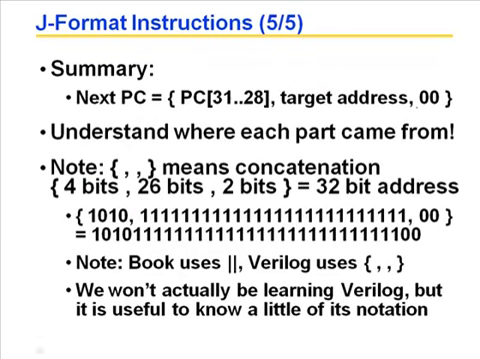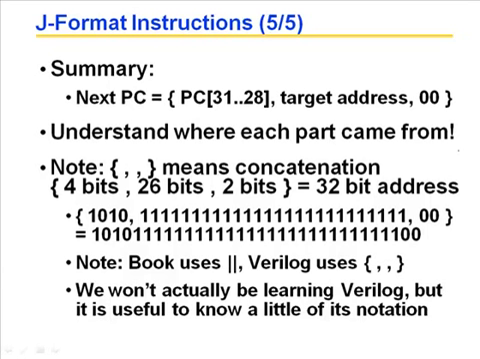So the summary is the next PC equals PC[31:28], and I guess the next one there would be 25 bits, due to the 4-bit alignment, then the target address, and then you have the 00 at the end. So understand where each part comes from. You get 4 bits from the program counter, 26 bits that are in the target field, and then 2 bits because you always know that it ends in 00. So you can now have 32-bit addressing.